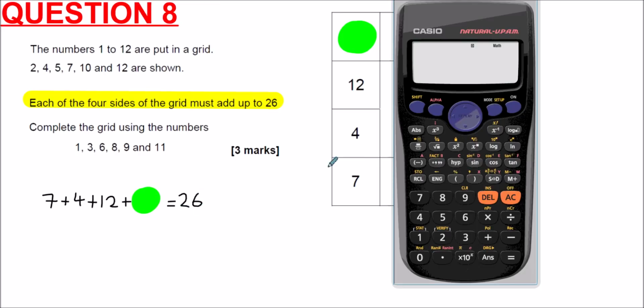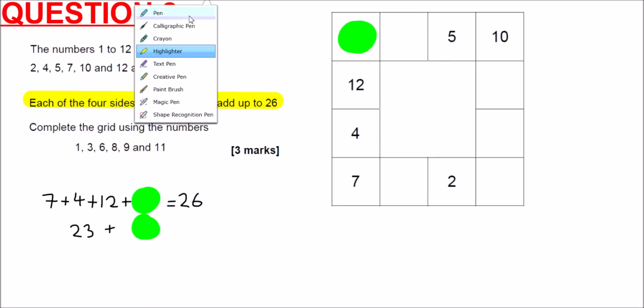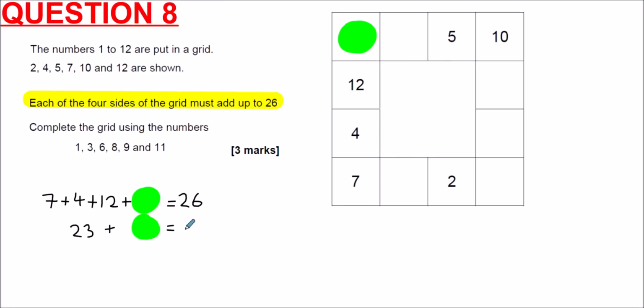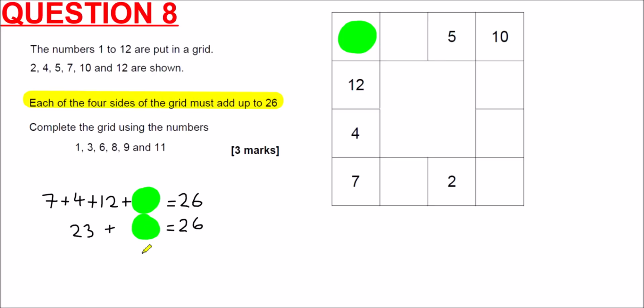So if we add together 7 plus 4 plus 12, that gives us a total of 23. And so 23 plus whatever the green one is equals 26. And this is a simple equation to rearrange or solve. So what number, when we add it to 23, would give us 26? The answer, of course, must be 3, because 23 plus 3 would give us 26, like we need.